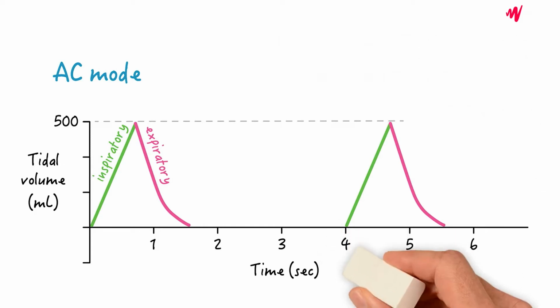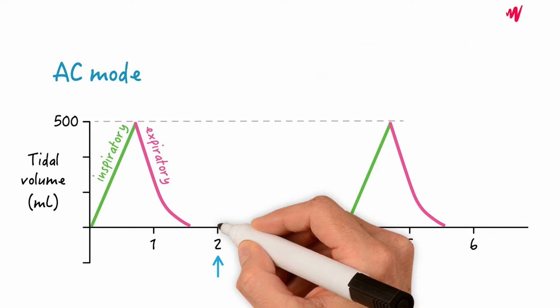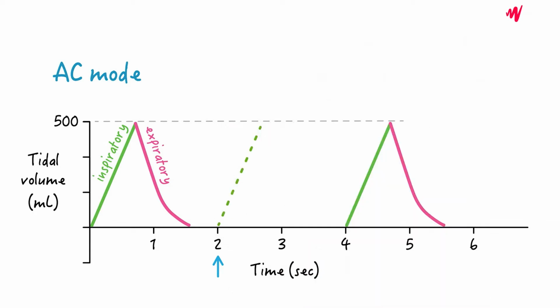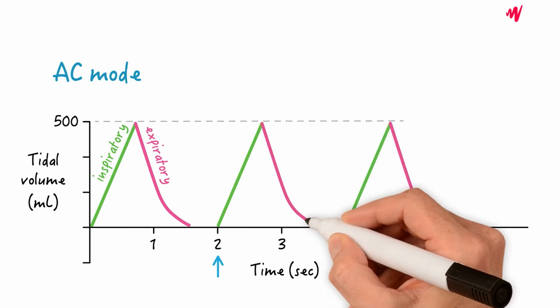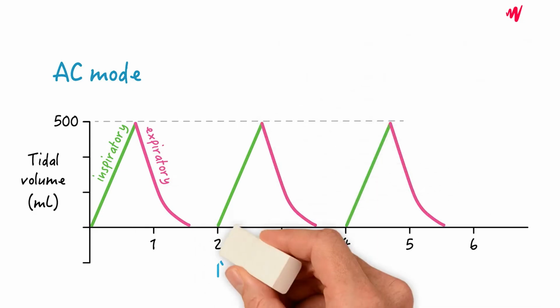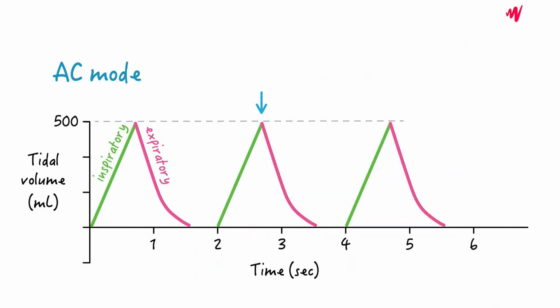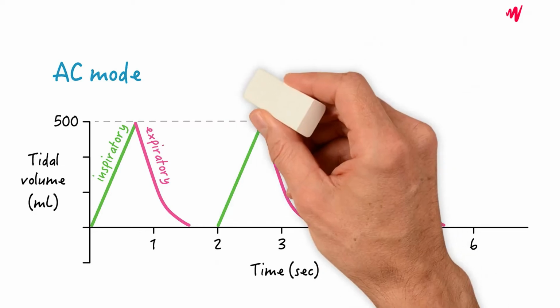But let's say at the 2-second mark, the patient attempts a breath. What happens? Well, in the assist control mode, the patient merely attempts to trigger a breath, and the ventilator will take over and deliver the full set tidal volume. Notice how the delivered volume is the same as the other breaths where there was no patient trigger. This is what makes the AC mode preferable for the initial mode.